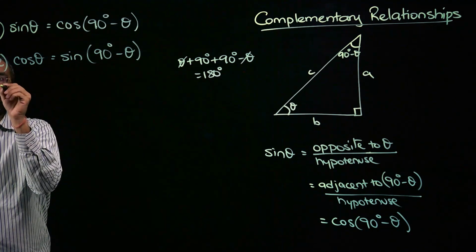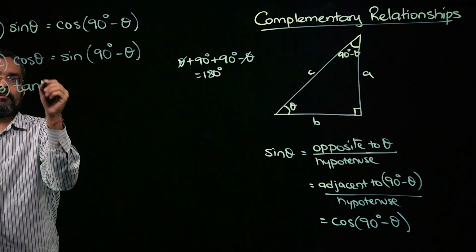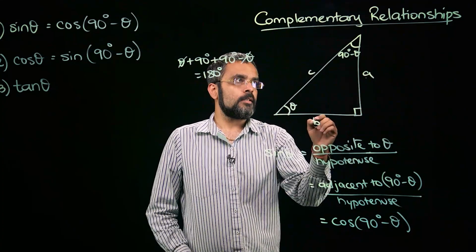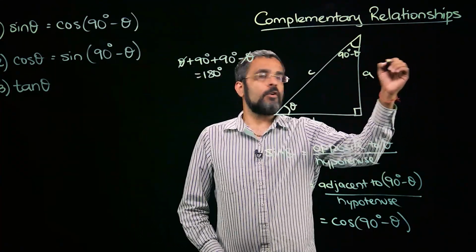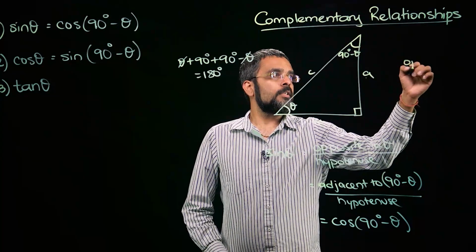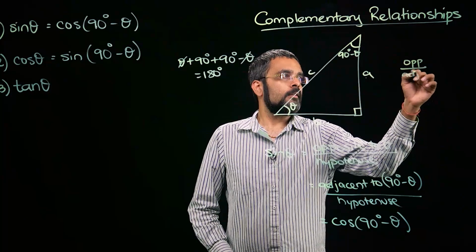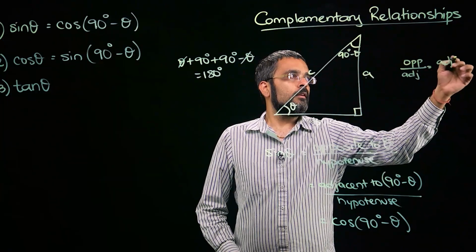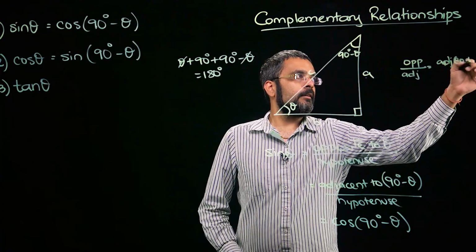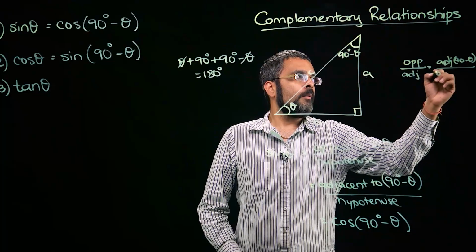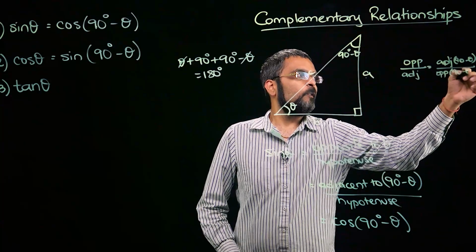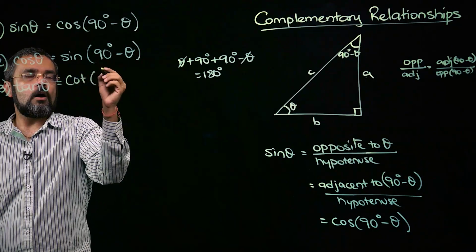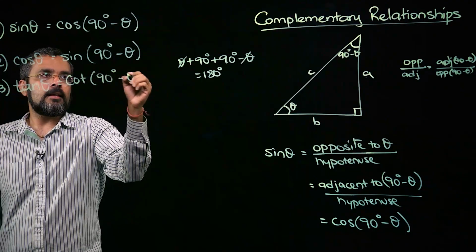secant of theta, tangent of theta. Tangent of theta, so if I did tangent, that would be this over this, which is going to be opposite over adjacent, and that would actually turn out to be adjacent of 90 minus theta over opposite of 90 minus theta. And so in this case, this is cotangent of 90 minus theta.